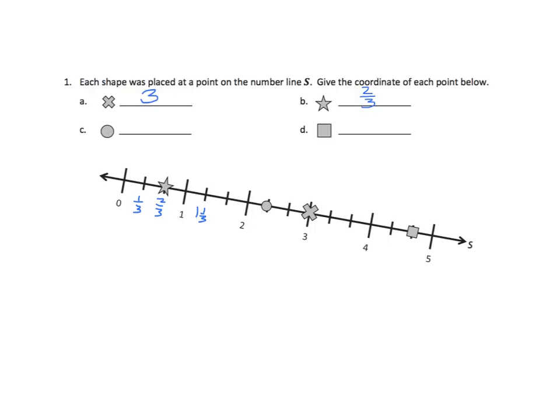The circle. We see that the circle is beyond the 2, it's less than the 3, so the whole number portion is 2, and we're up one of these tick marks here, so it's 2 and 1/3. And finally, the square. We see that the square is between the 4 and the 5, so the whole number portion is 4. We have 4 and 1/3, 4 and 2/3, so the answer is 4 and 2/3.